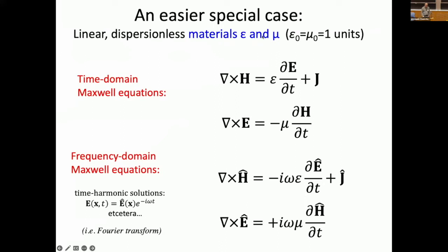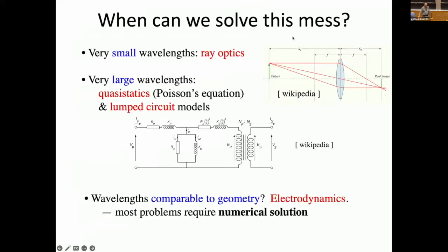So these are the time domain Maxwell's equations, where you evolve the field in time. If it's linear and time invariant, I should say, then you can Fourier transform, look for time harmonic fields, and the time derivatives turn into factors of i omega. So these are the frequency domain Maxwell's equations. Even in this case, which is not the most general case, since Meep supports a wider variety of materials than this, it's still pretty complicated. It's a messy set of PDEs.